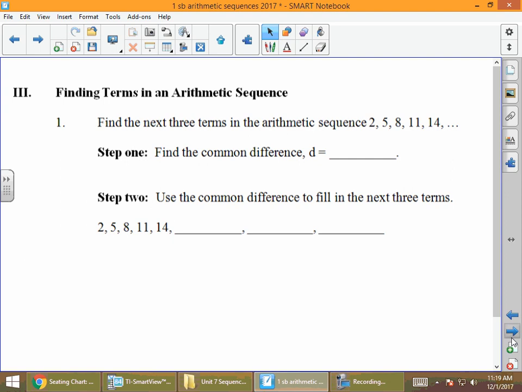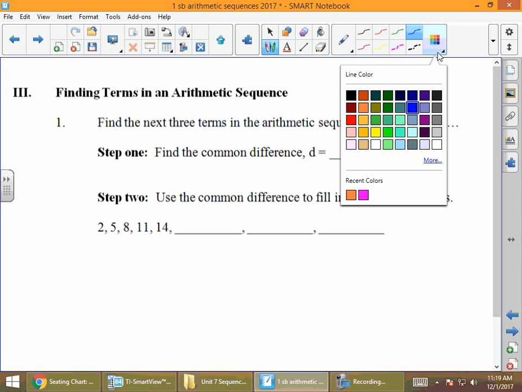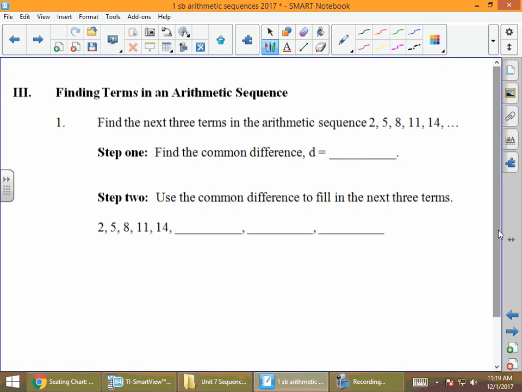As we look at our next section, finding terms in an arithmetic sequence, we want to find the next 3 terms in the arithmetic sequence 2, 5, 8, 11, 14. The first step is that we need to start by finding the common difference. Again, I won't even do all of them, but 5 minus 2 is 3. 8 minus 5 is 3. 11 minus 8 is 3. Is 14 minus 11 3? Yes. So our common difference is 3.